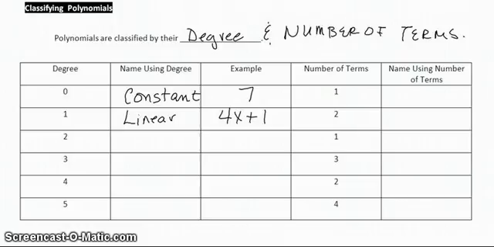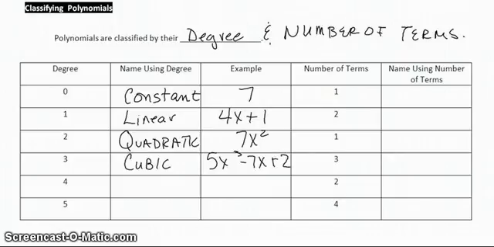Now, if I have a degree of 2, we should remember this from our last unit, that makes it a quadratic, and an example could be 7x squared. If we have a degree of 3, it's considered cubic, and an example could be 5x cubed minus 7x plus 2.